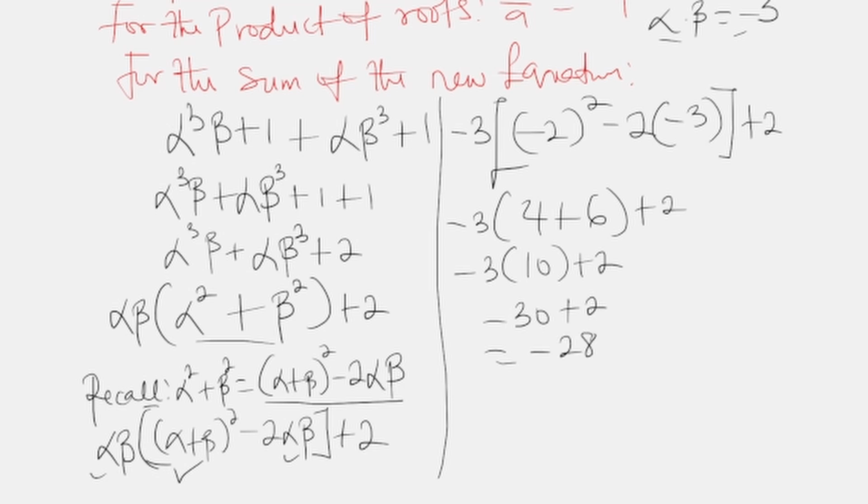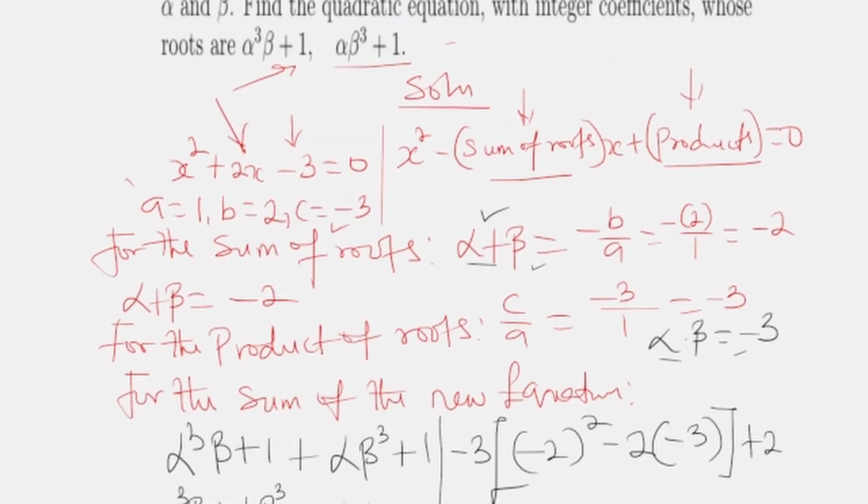-28. So this means that for the sum of the new quadratic equation, the value is -28, right? Now, let me write it down here. So here we mean that alpha cubed beta plus 1 plus alpha beta cubed plus 1 is equal to -28. We keep this value aside until it is time to plug it in and solve. Now we are done for the sum. Remember that we are going to substitute it into here for the new equation.